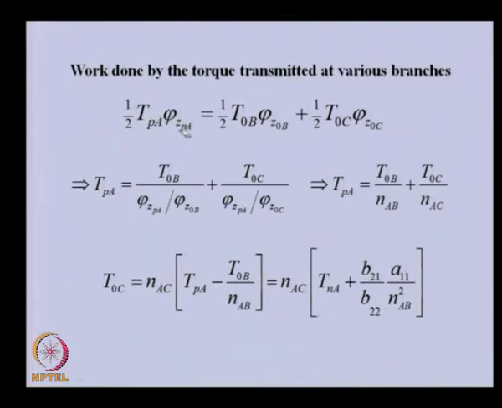So, this is the last condition we need to satisfy at the junction point. The work done at branch A should be equal to the work done at branches B and C, and we can solve this for this particular torque. I have divided by the angular displacement, and these angular displacement ratios are nothing but the gear ratio. So, we can write like this. Now I am solving for T naught C, this expression. T naught C is the multiplication of this quantity, and if we take this to the other side, this quantity will be negative.